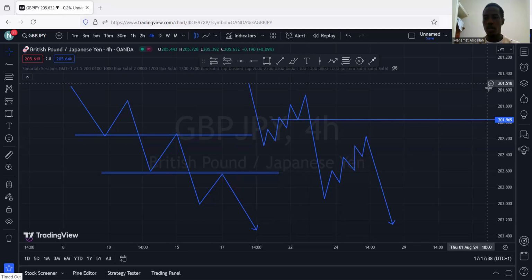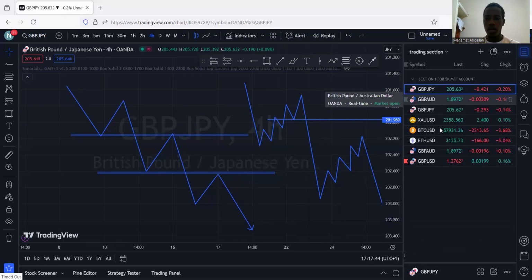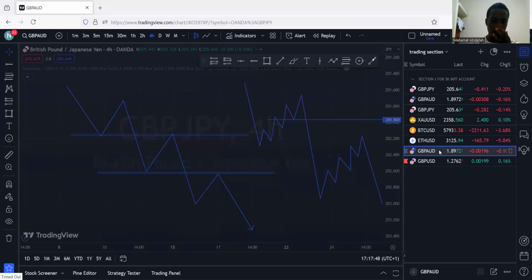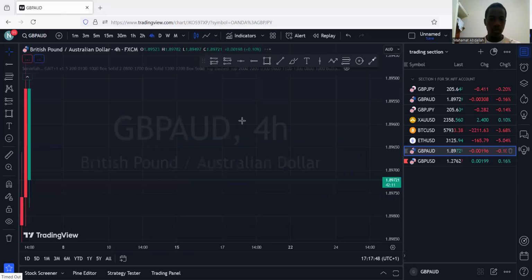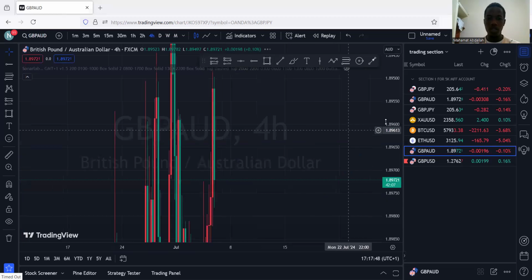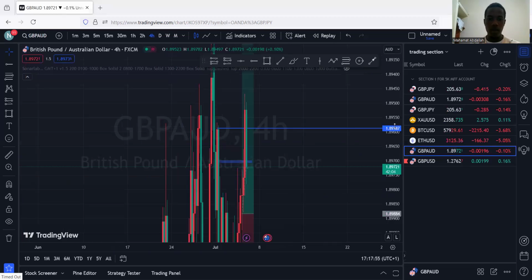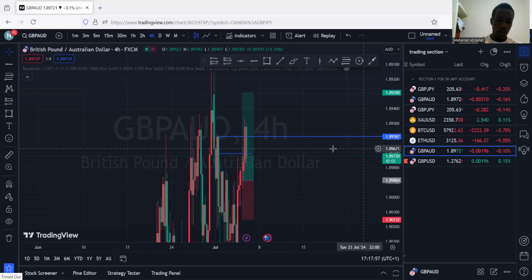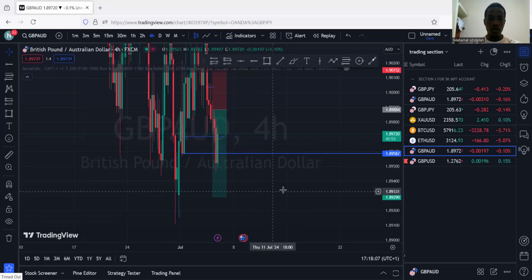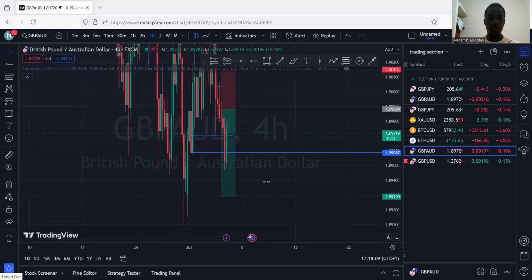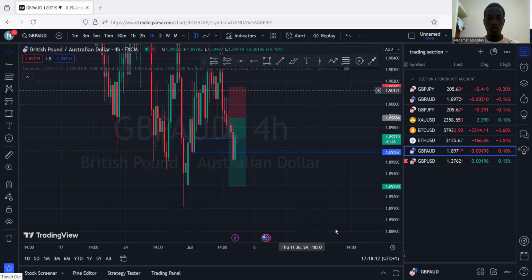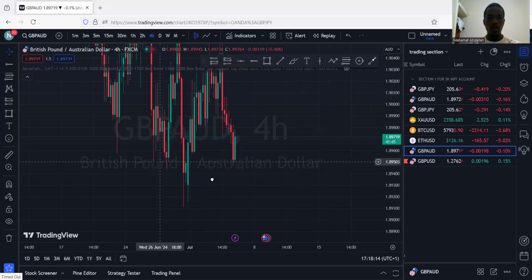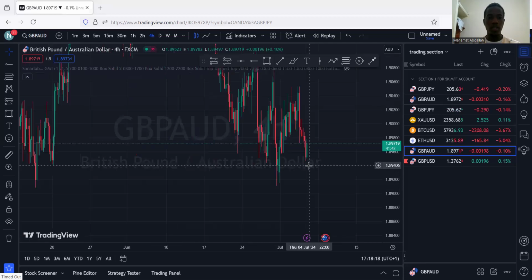So let me just try to give you an example and a simple scenario of what I'm talking about. Here, let's open GBP AUD, right? Now, on GBP AUD, let me flip my chart. Let me just remove my drawings and explain everything to you. On GBP AUD, what can we see?